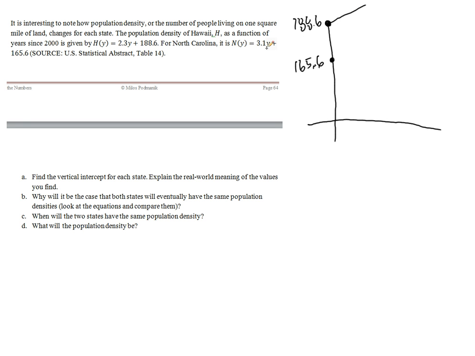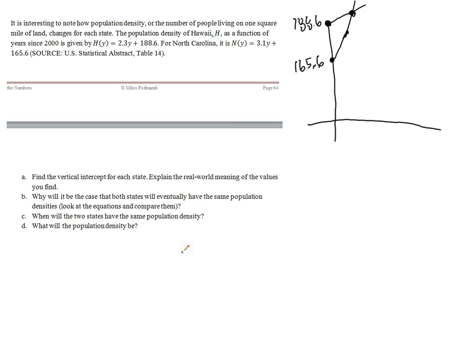Now North Carolina goes up at a faster rate, 3.1 people on a square mile each year. So what does that mean for us? Well, since this one's rising more rapidly but starts off lower, and this one's rising less rapidly and starts off higher, eventually these two will intersect each other. That's why they'll eventually have the same population densities. One starts lower but rises faster, one starts higher but rises slower.